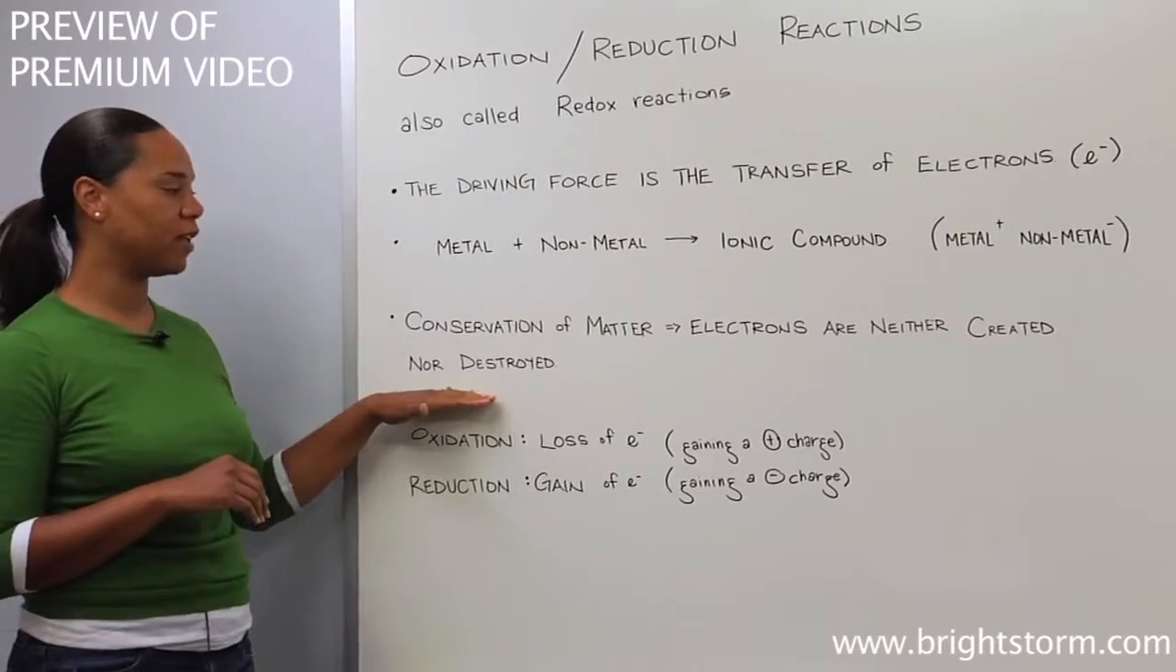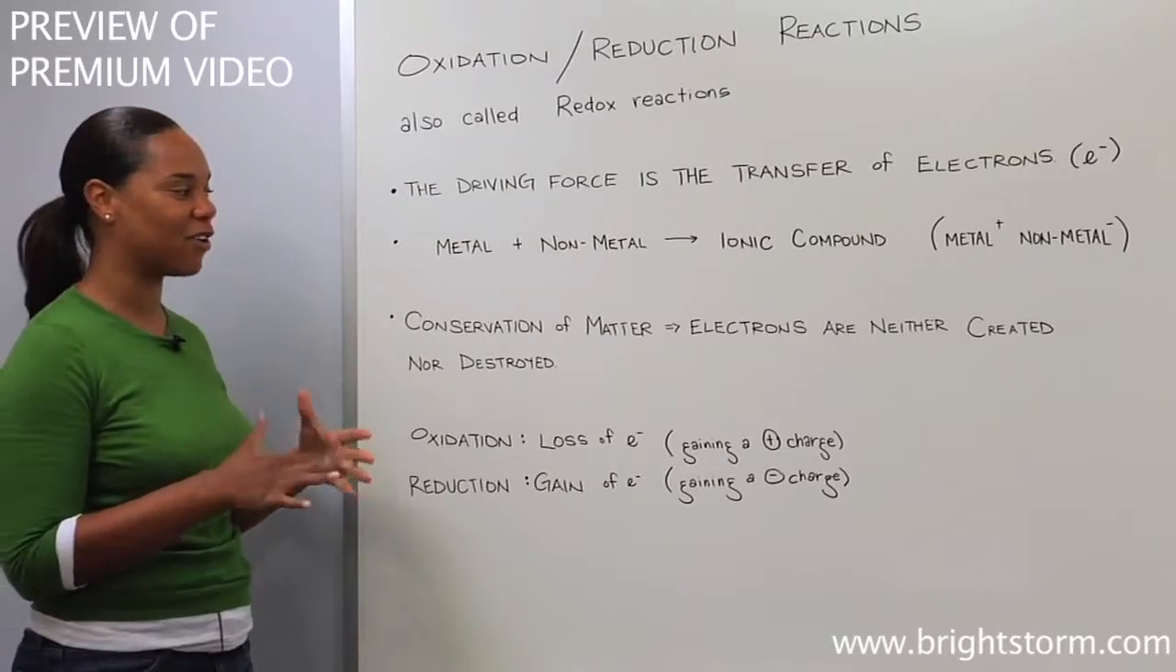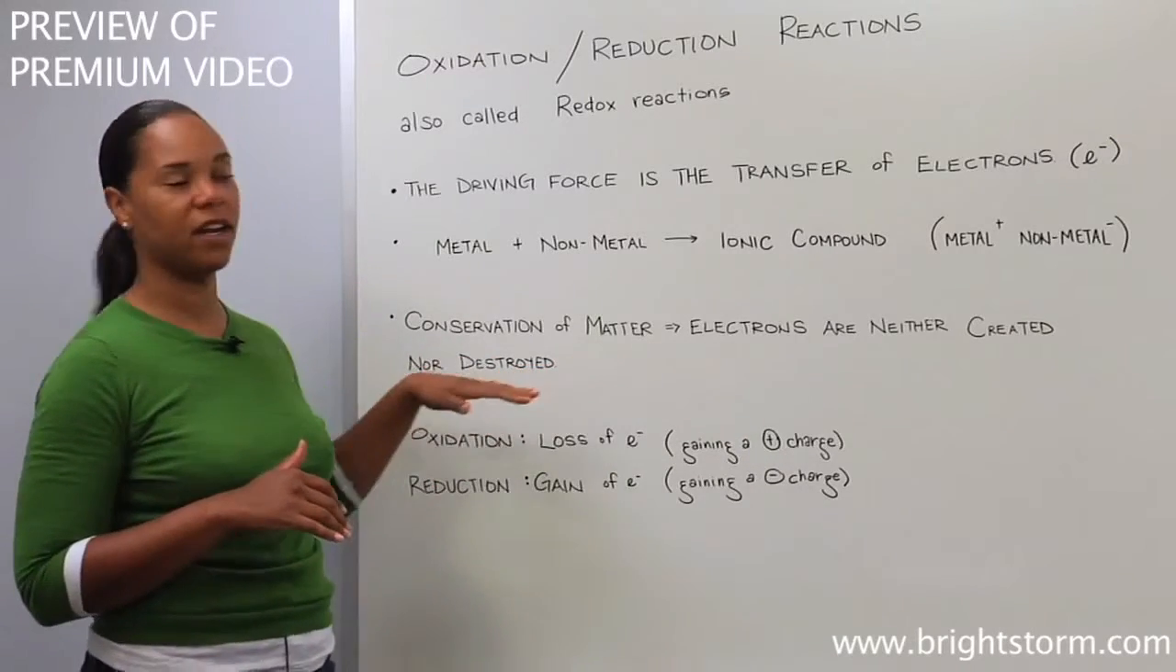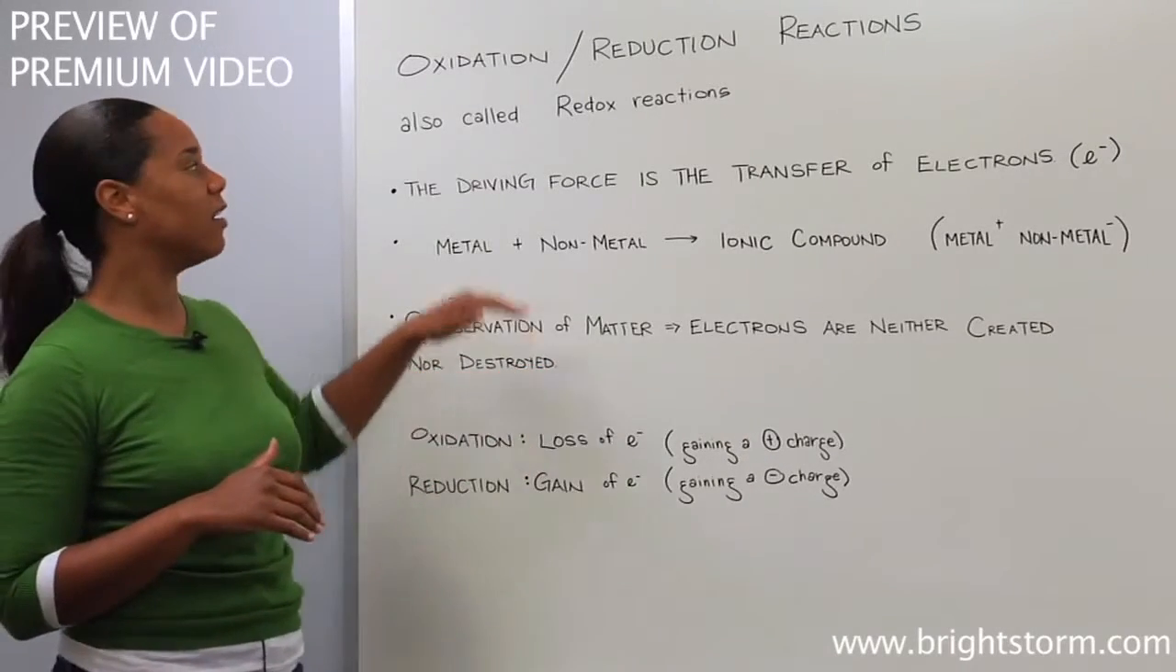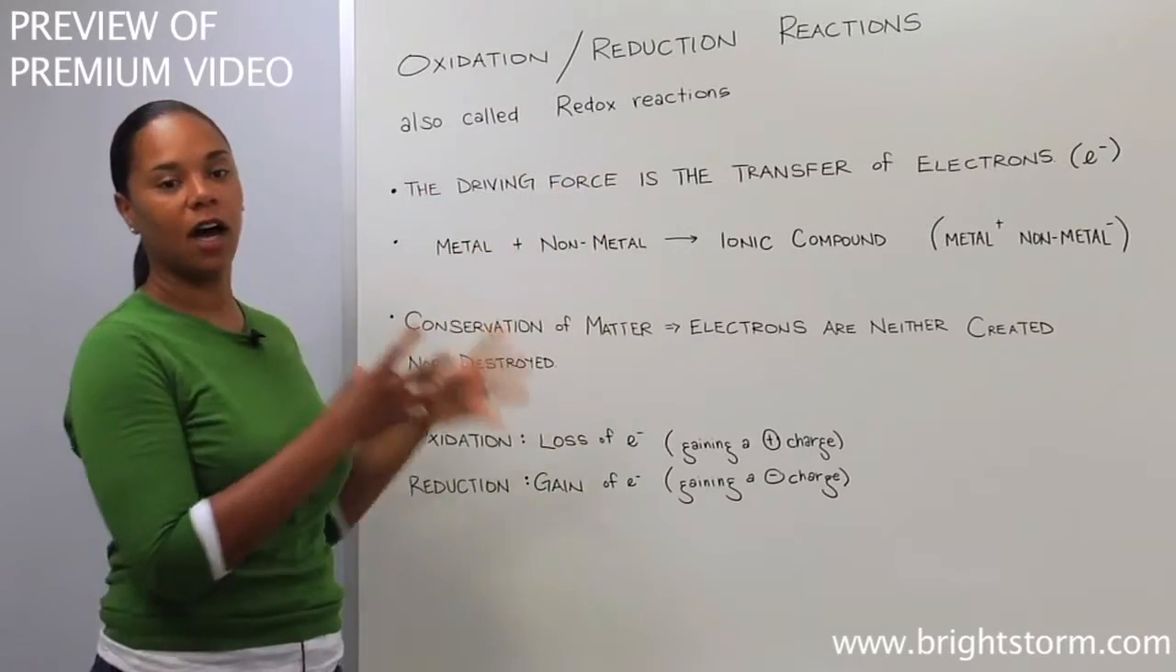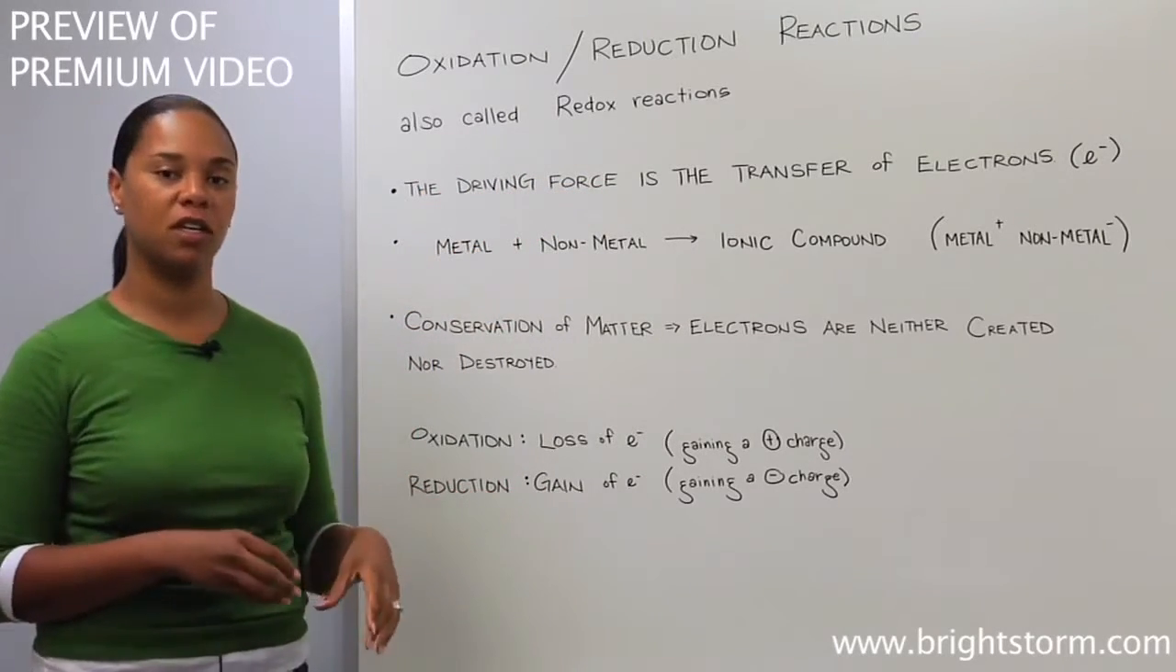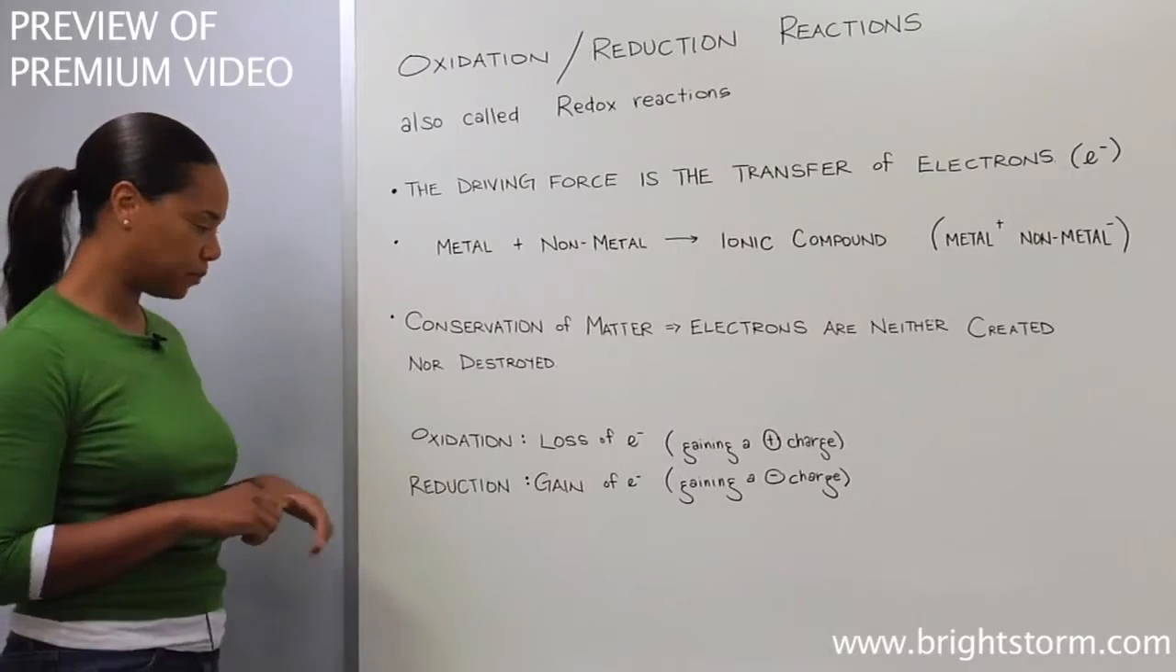Because the conservation of matter tells us that electrons are neither created nor destroyed, that means that in a redox reaction, oxidation and reduction must be coupled. So you cannot have one without the other.